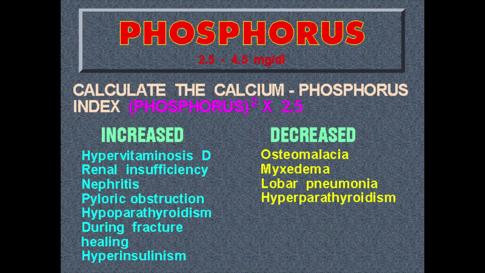Serum phosphorus will be increased if there is an excess intake of vitamin D, or if it fails to be eliminated by the kidneys in renal insufficiency and nephritis. Phosphorus also elevates during the healing of fractures and in hypoparathyroidism. Pathologically decreased phosphorus occurs in hyperparathyroidism, osteomalacia, and myxedema.